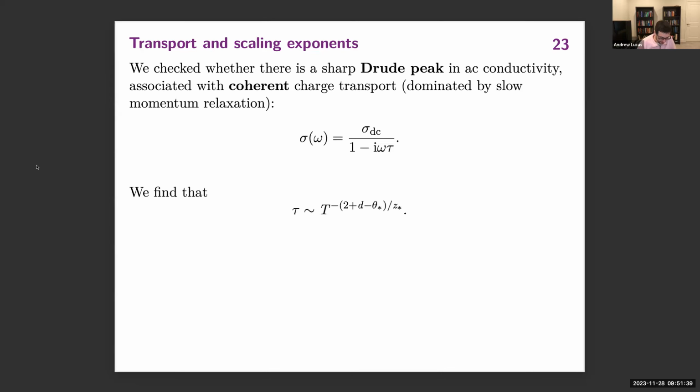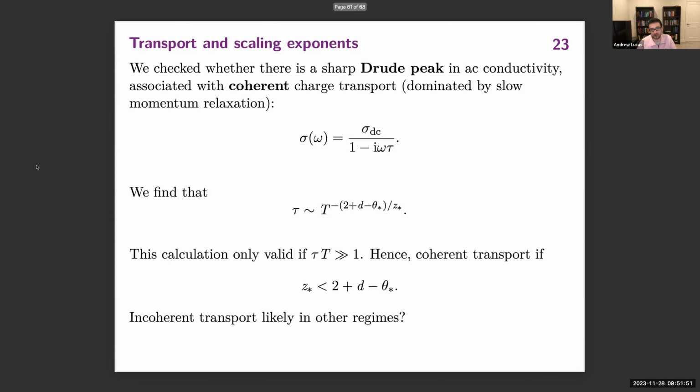So we do a heuristic calculation, an estimate of this tau, and we find that it should scale this way with temperature. This calculation makes sense as long as tau is very large compared to the Planckian time. So this gives us a prediction that these IR fixed points have coherent transport essentially when z and theta at the IR fixed point satisfy this inequality. And in other transport regimes, we likely have some kind of incoherent soup, albeit with a large conductivity. I think that's an interesting open problem to explore further.